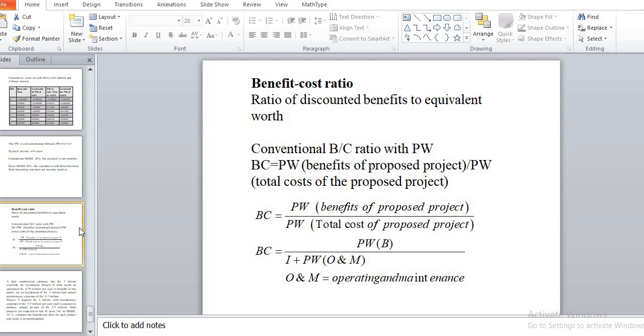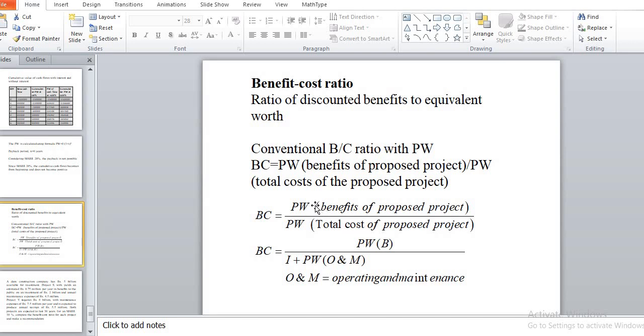So this is the benefit to cost ratio. We denote it by the B/C ratio, or sometimes it is called the saving investment ratio. We can calculate it using the present worth method like this. The benefit to cost ratio is the ratio of the benefits of the proposed project and the total cost of the proposed project.